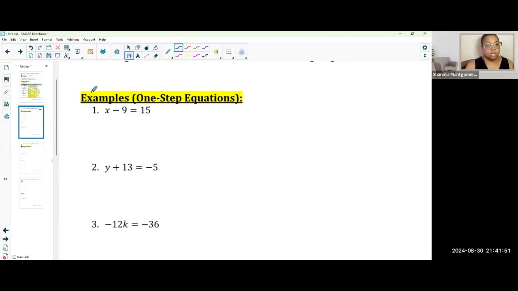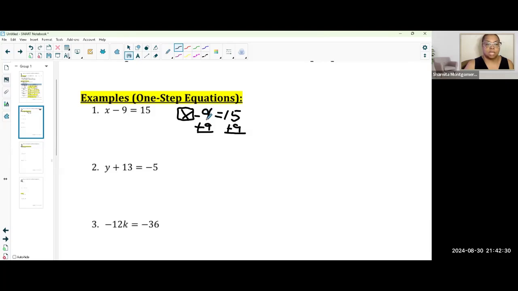Our first equation is x minus 9 equals 15. I'm going to write it right here, right next to it. Your main purpose is to get this variable all by itself. To do that, that minus 9 has to go away. Since you're subtracting 9, we're going to do the inverse. We're going to add 9. If we add it to the left side of the equal sign, we have to do the same thing on the right.